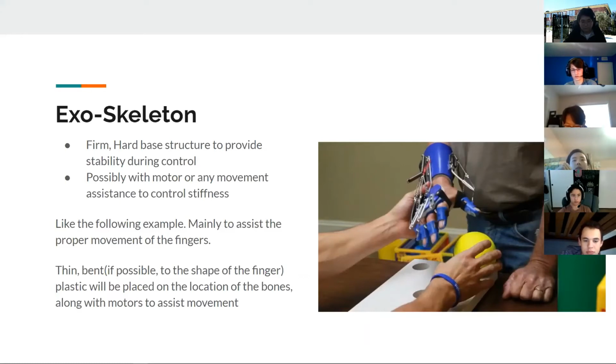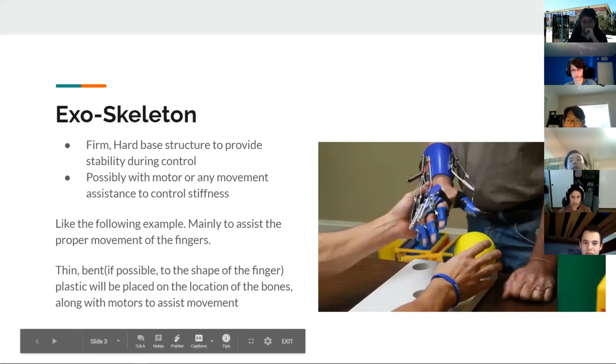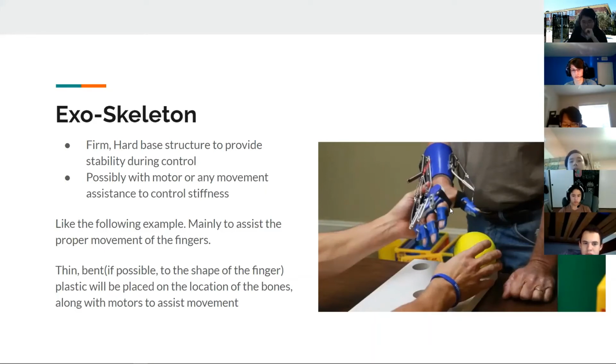And it is going to be a glove. On the inside it's going to be a soft glove, and on the outside it's going to be plastic, like the image that I have here. It's basically supporting the motors to make sure it works.